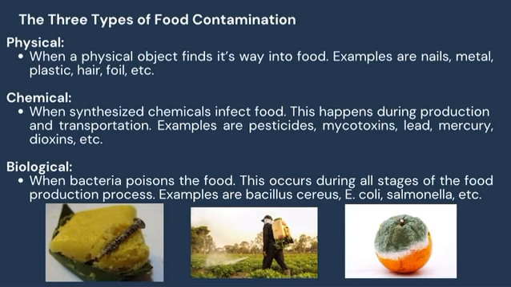Number 2, chemical contamination. Chemical contamination is when synthesized chemicals infect food. This happens during production and transportation. Examples are pesticides, mycotoxins, lead, mercury, dioxins, etc.